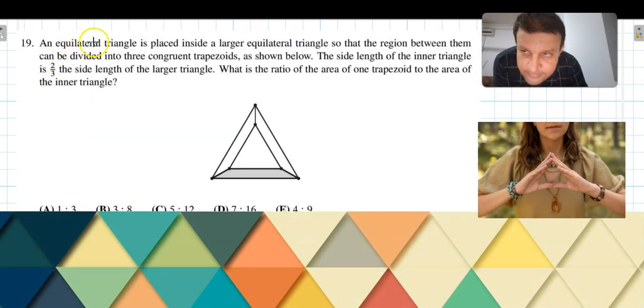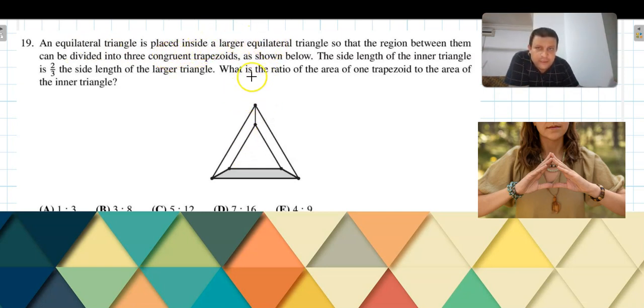Let's continue. Next question. There is an equilateral triangle, and then another equilateral triangle, and one of them is inside the other one. Okay, and then these ones are trapezoids. How many trapezoids do we have? 1, 2, and 3 trapezoids.